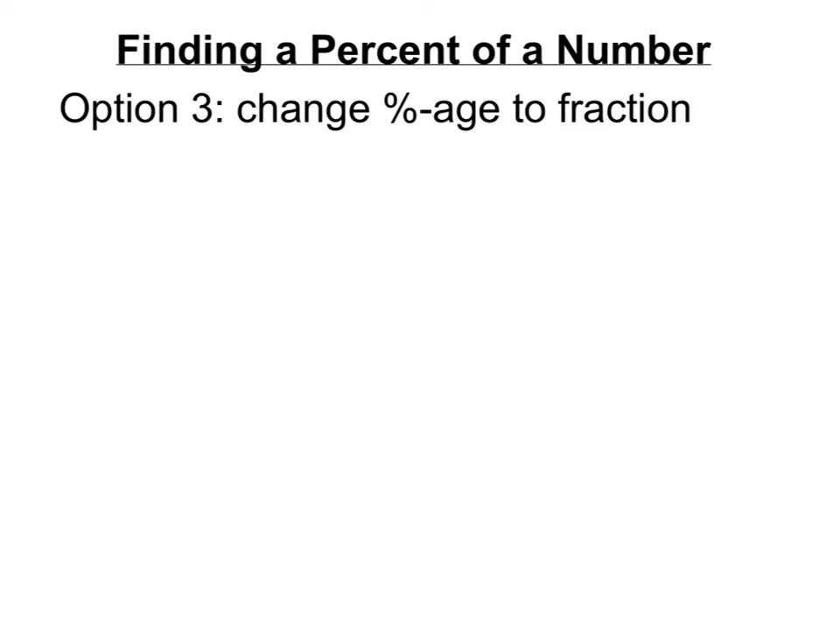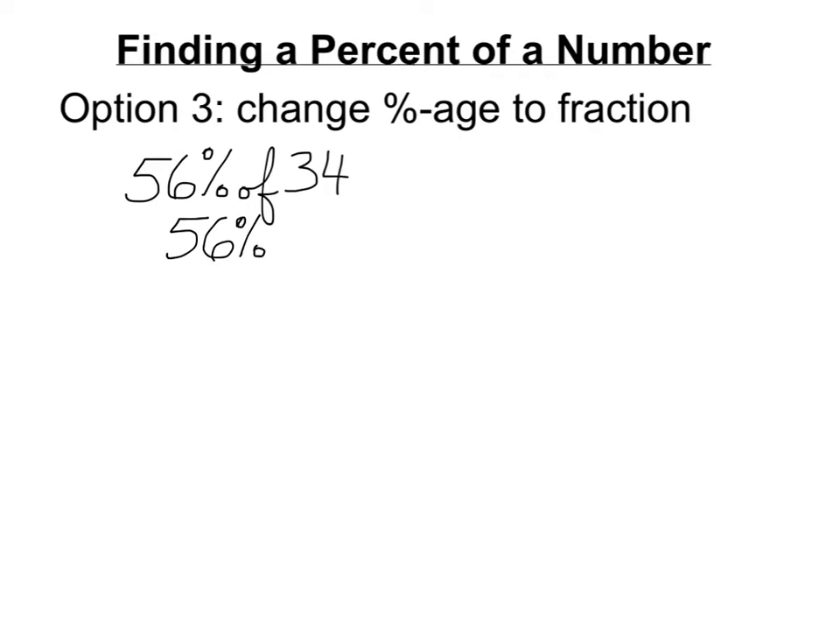Option 3 is the option that I recommend the least, but every once in a while it may actually be the best one, just not as often as the other two. So let's go ahead and tackle that problem one more time. And like option 2, we're going to be taking care of the percent first. The difference being we're going to change it to a fraction. So again, I'm going to do a little side problem down here where I change 56% into what it means.